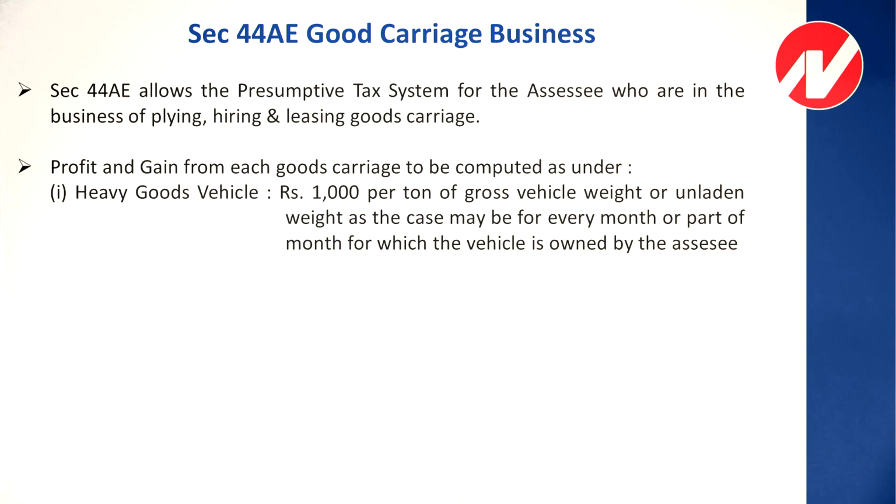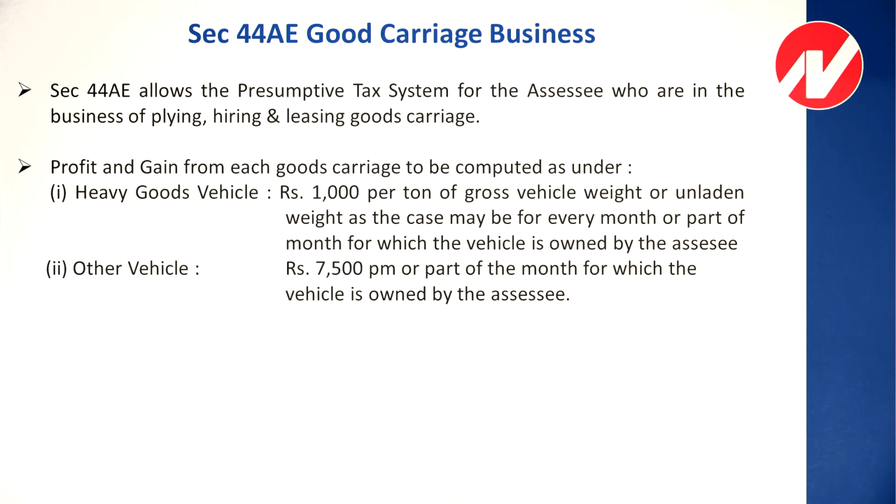Sir, from 7,500 rupees per month or part of month, he is not saying flat 7,500 rupees. He talks about 1,000 rupees per ton of gross vehicle weight. What you are loading in your vehicle is irrelevant. What is relevant is the capacity of your vehicle, the maximum capacity, the registration from the RTO of your vehicle. On that basis, 1,000 rupees per ton of gross vehicle weight is to be taken as income per month or part thereof. And for other vehicles, the provision remains as it is, and that is 7,500 rupees per month or part of month for which the vehicle is owned by the assessee.